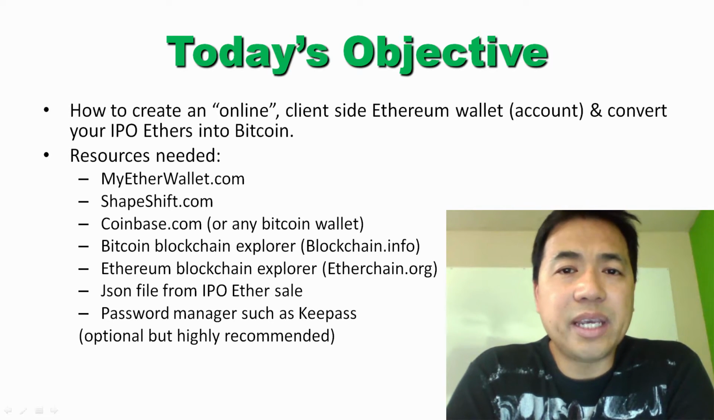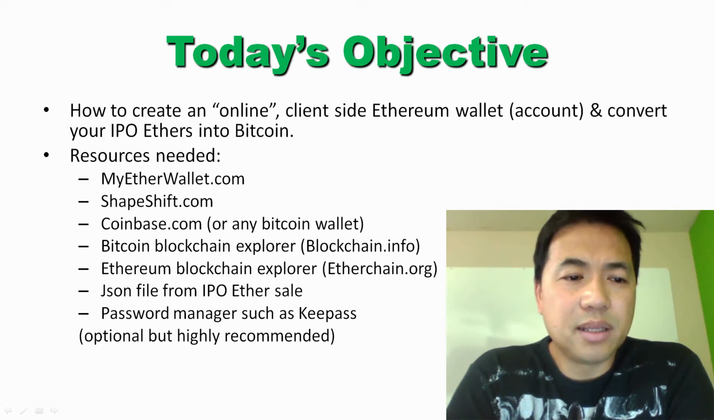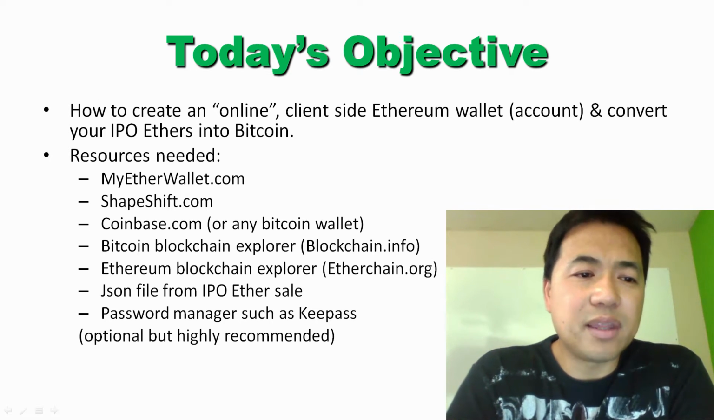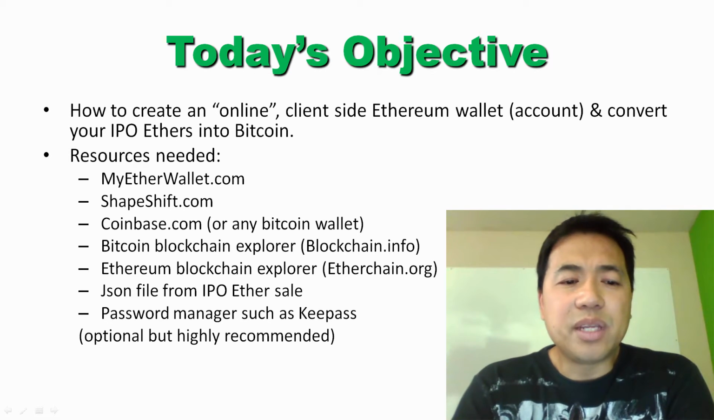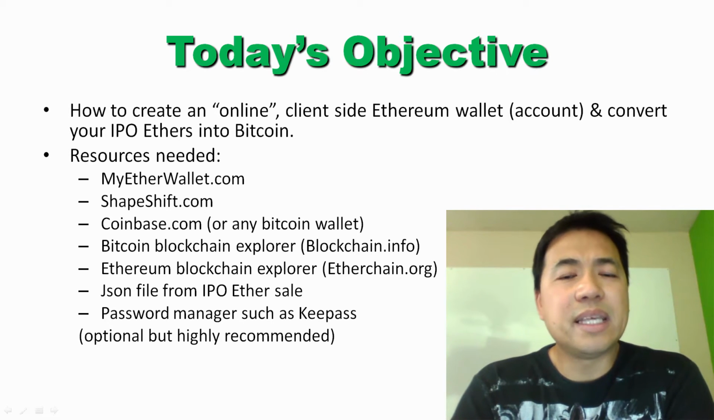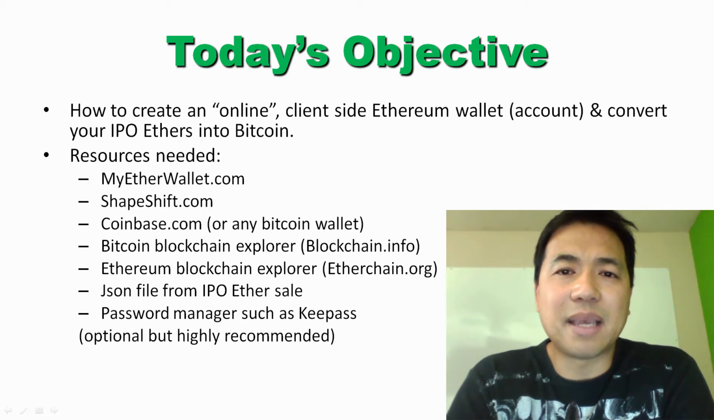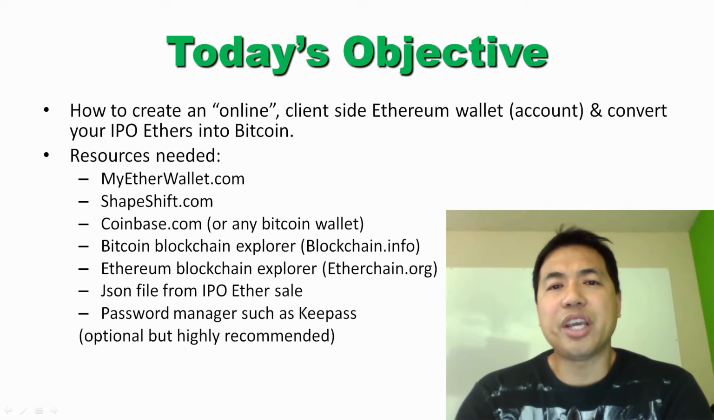The resources that you will need, guys, are myetherwallet.com, so that you can create the Ethereum wallet, and shapeshift.com, which will allow you to convert the ethers into Bitcoin or any cryptocurrency. And then you will need a Bitcoin wallet. In this tutorial, I will be using the Coinbase.com wallet because that's what I normally use to make temporary transfers and withdrawals.